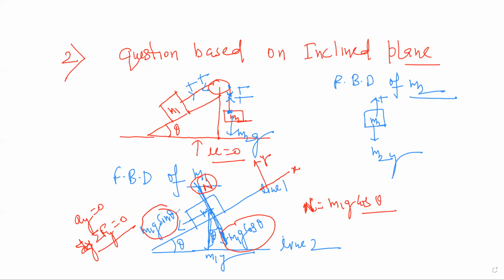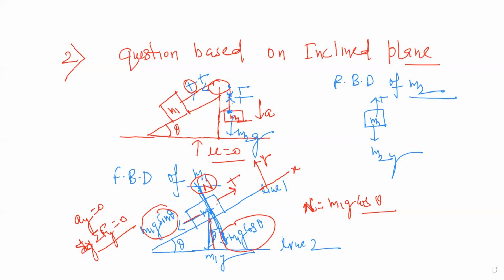M1g sin theta is the component of weight along the inclined plane, and one extra force, which is tension, is acting up the inclined plane. So this is T. Now the question is in which direction the mass will accelerate. This will be completely our choice. We can select any direction of acceleration as per our choice.